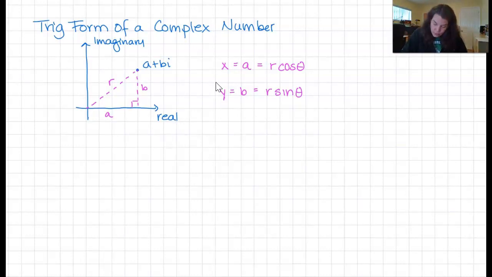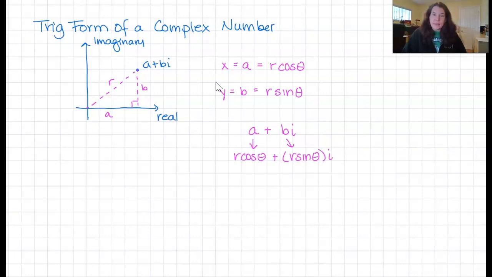So trig form looks something like this. If I take a plus bi, a, like I said, was r cosine theta. b was r sine theta. That's essentially trig form. The formatting of it is a little different, but that's really all trig form is. One thing to notice is both terms have an r in it, so we typically write it with r factored out.